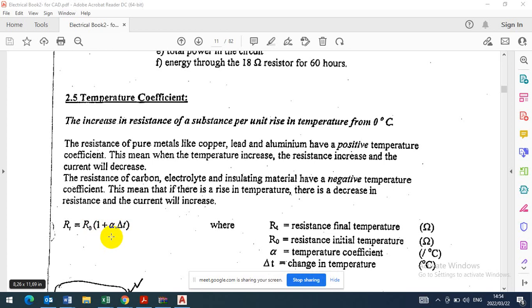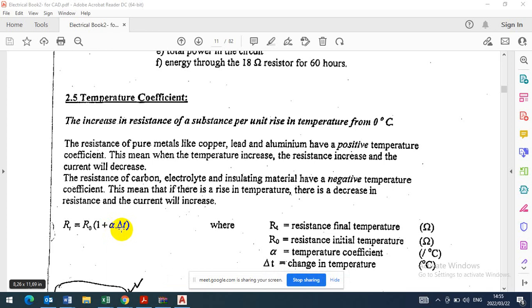So we expect them to have a different temperature coefficient. There is also a scientific table that indicates their temperature coefficient of material, resistivity, conductivity, all those properties of metals. You will find them on certain tables. This sign here is the sign for the temperature coefficient of the material you're talking about. Then the delta T, which is the change in temperature.